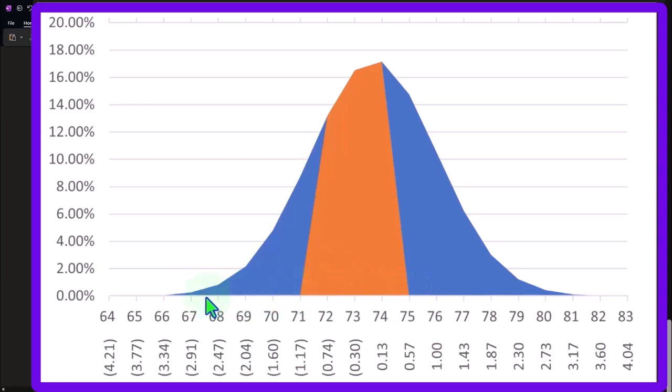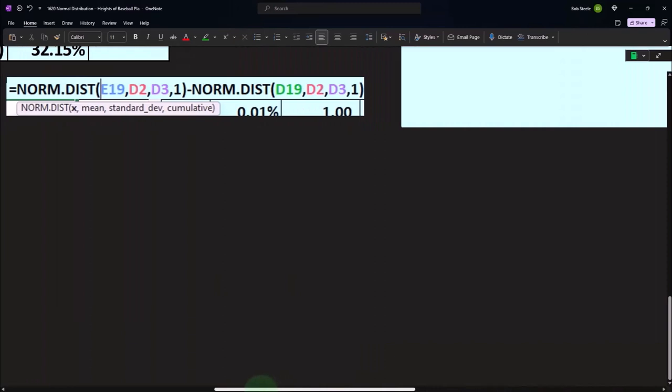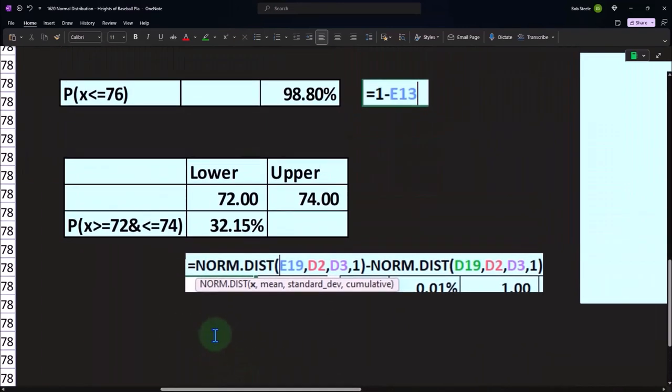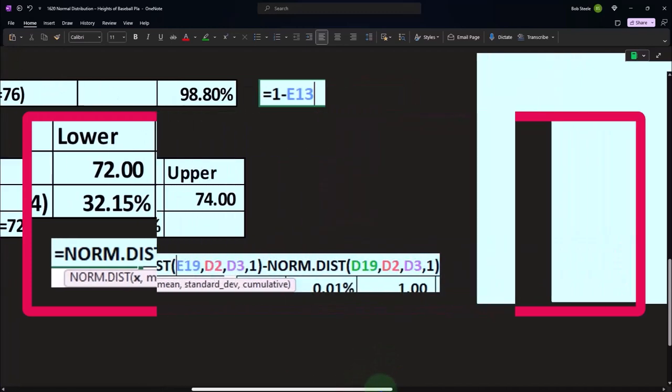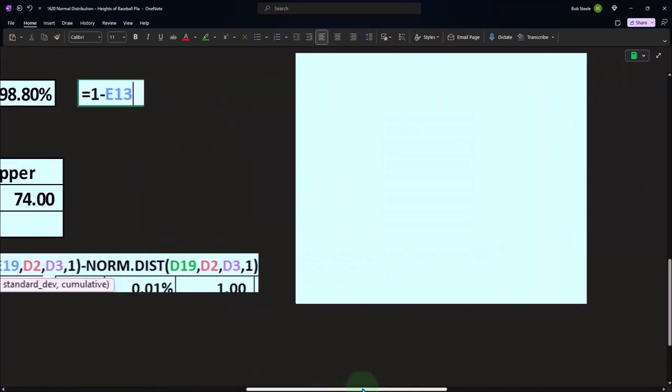So if I did the first bit, it would be all orange up to here minus this first blue bit, taking out that first blue. So the formula looks like this. It's going to be norm.dist, and then we've got the X on the upper X, 74, the mean and standard deviation are the same that they were before. It has to be cumulative, represented by a 1, minus norm.dist with the lower X, 72 in this case, same mean, same standard deviation, and it's also cumulative. That will give us that 32.15, the area under the curve.